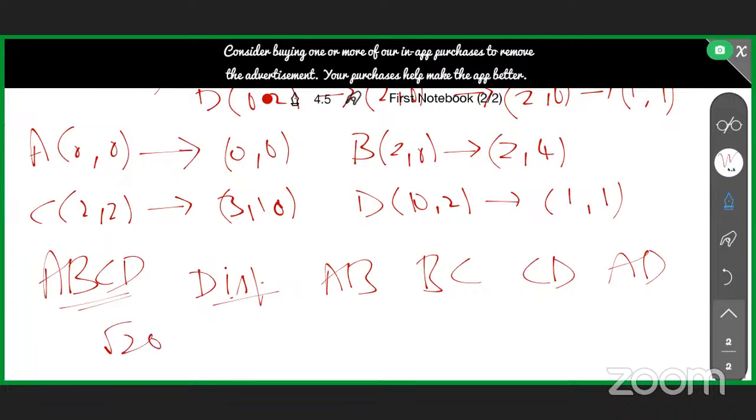Next, BC: 3 minus 2 is 1, 10 minus 4 is 6. 1 plus 36 is root 37. 1 minus 3 is 2, 4. 1 minus 10 is 9.